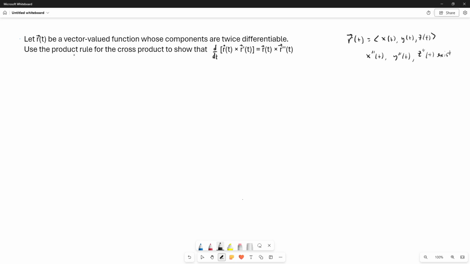And we would like to use the product rule for the cross product to show that the derivative of the cross product of r with its derivative is r with its second derivative.